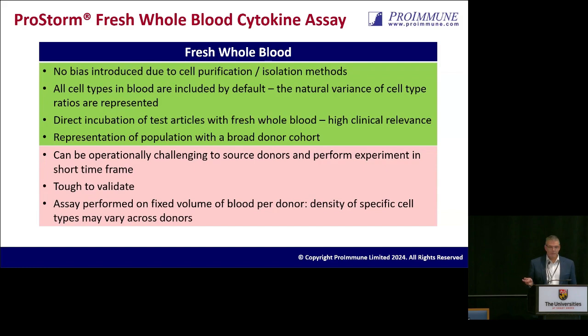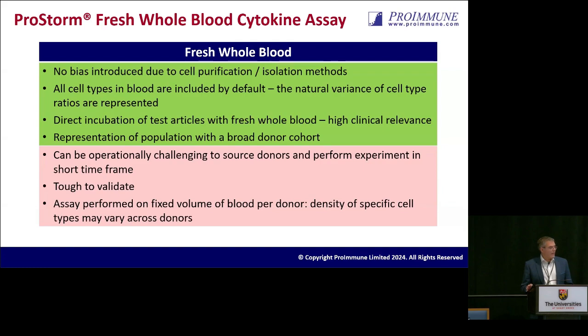If you're working with PBMCs, for example, you have to go through a Ficoll separation process, and that means certain cell types are not carried through the purification to the same degree as if you're just using a fresh whole blood sample. So all cell types in the fresh whole blood are included by default. We have a natural variance of cell type ratios, including cells like neutrophils, which don't really come across well in PBMC assays. We're doing a direct incubation of the test articles with fresh whole blood, so that has really high clinical relevance. It's as close as you can get to a clinical trial without really doing one. And of course, we can have a good representation of the population with a broad donor cohort, just like we do in PBMC assays.